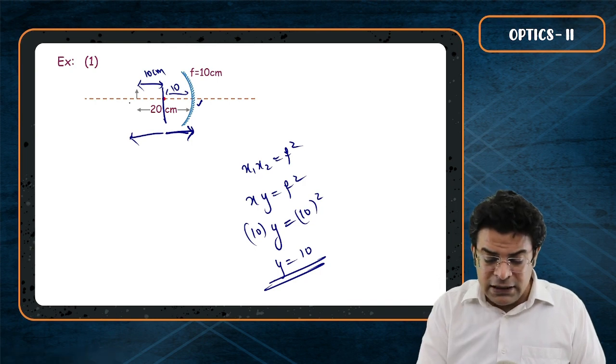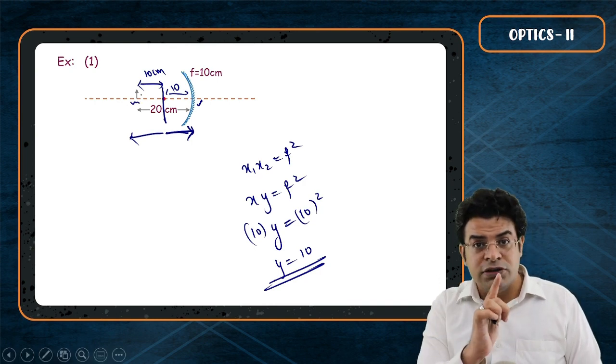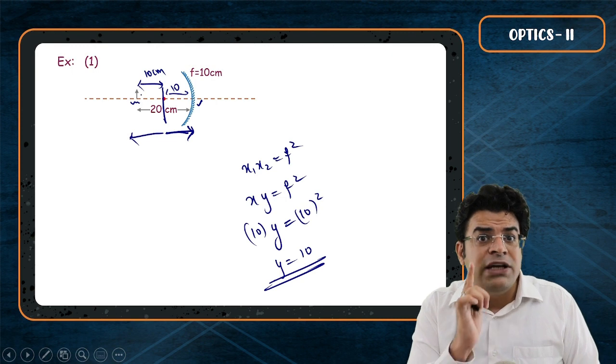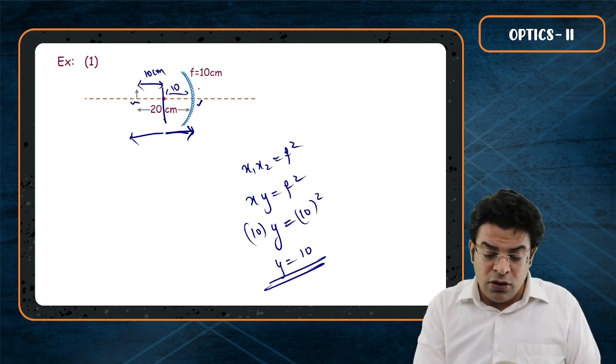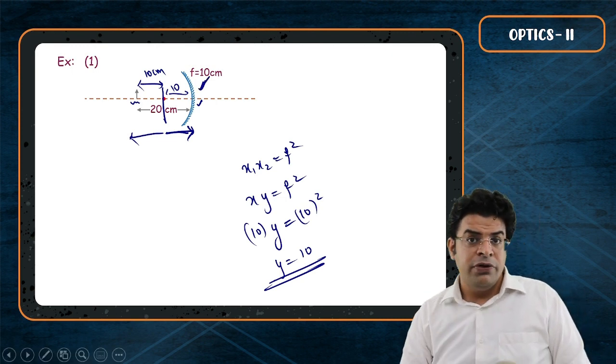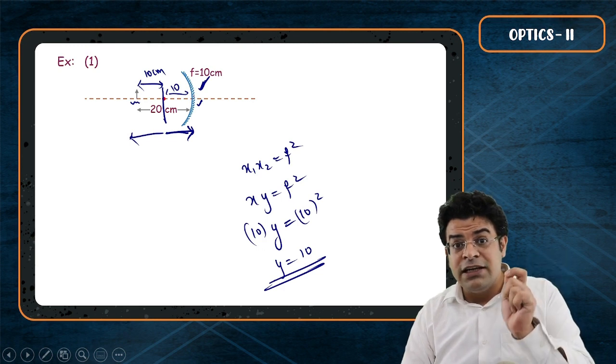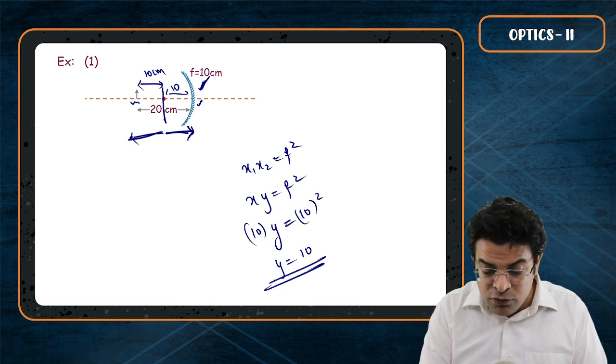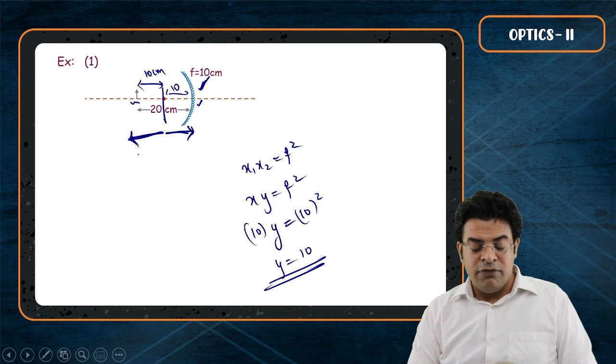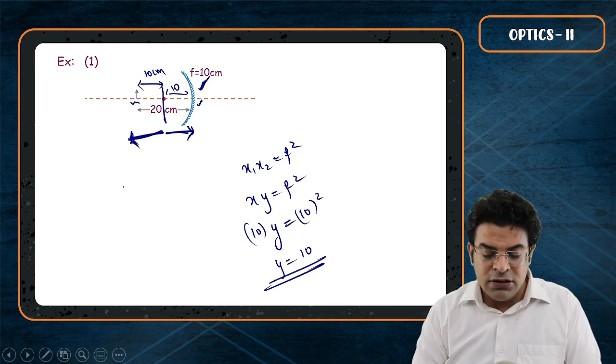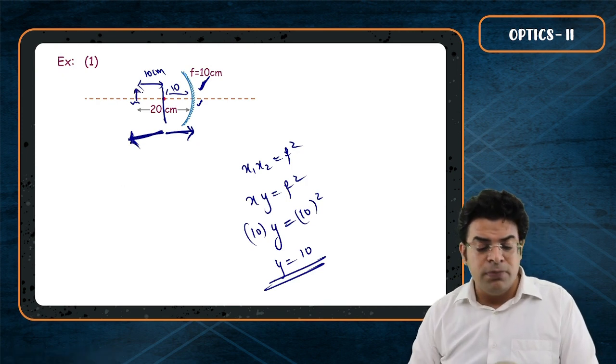And I know that the object is placed outside the focus. When the object is placed outside the focus of a concave mirror, we get a real image. So the image has to be on the same side. That's why I should move 10 centimeter towards left. And when I move 10 centimeter towards left, I'm at the same position as the object.